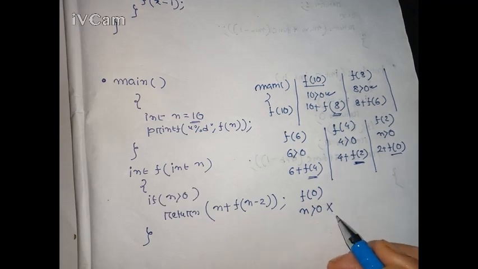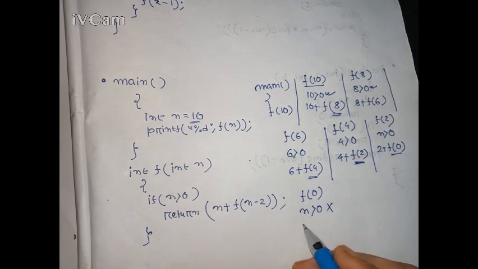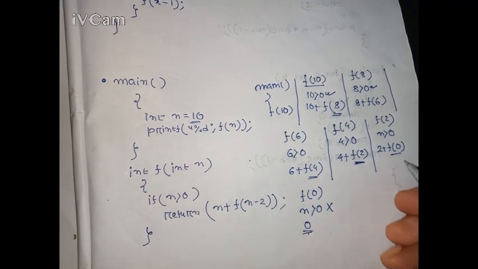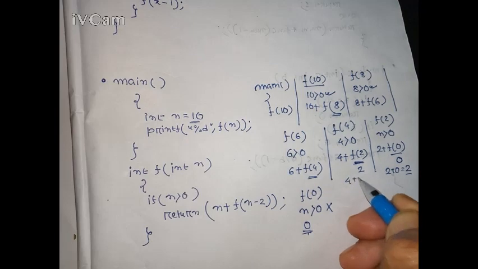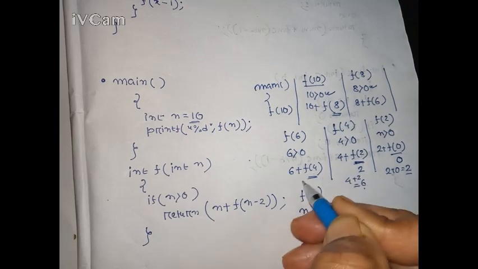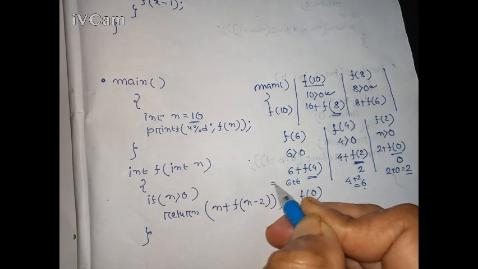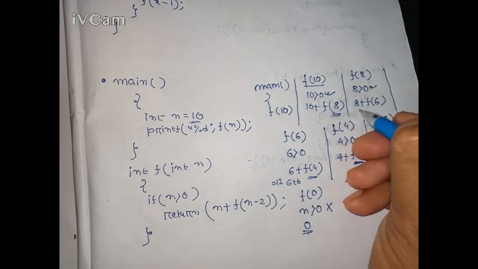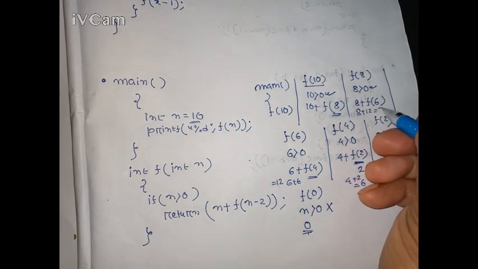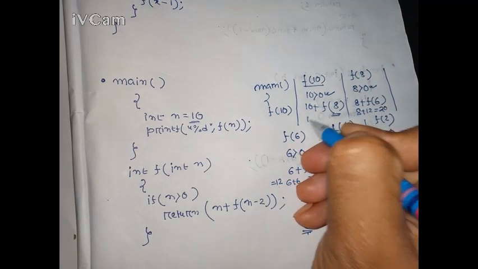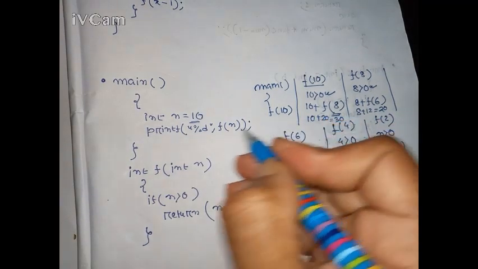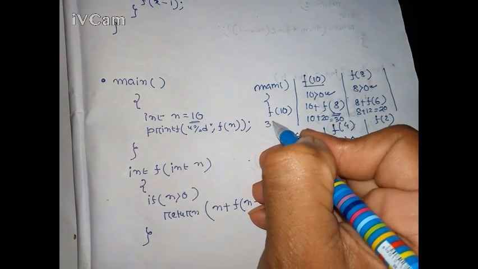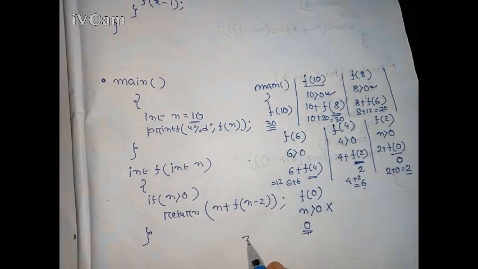As the condition is false, in the return part it will return what? That is 0. So this 0 comes to where? In this function. So 2 plus 0 what? That is 2. So this 2 comes to where? In this part. So 4 plus 2 what? That is 6. 6 comes here. So 6 plus 6 what? That is 12. 12 comes here. So 8 plus 12, sorry, the value is 20. So 20 comes here, that is 10 plus 20, the value is what? That is 30, and finally 30 comes to this position, the print. So the result is 30.